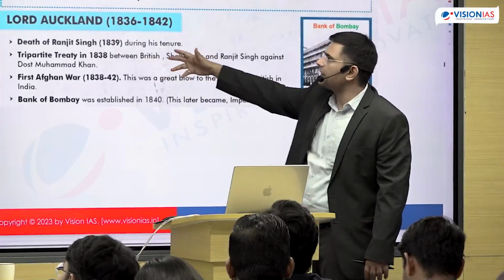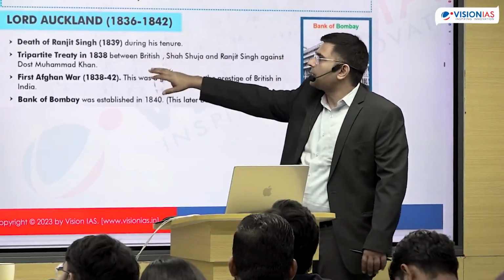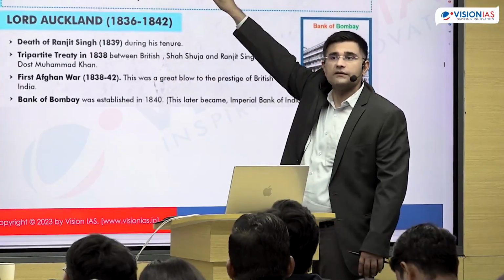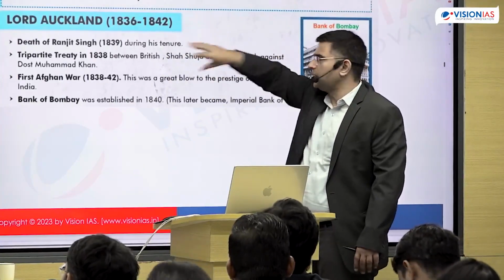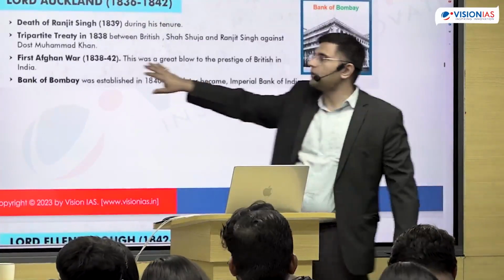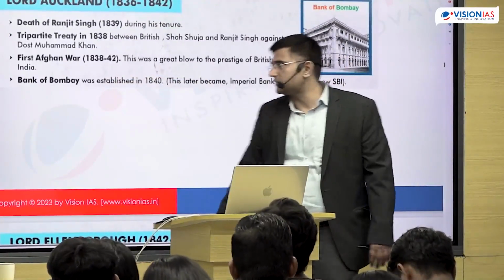Ranjit Singh died in 1839. Maharaja Ranjit Singh, 1801 to 1839. Tripartite treaty in 1838: Shah Shuja of Afghanistan plus Maharaja Ranjit Singh plus the British. Afghanistan became a puppet state. The First Afghan War is being fought during his time period, 1838 to 42. It resulted in indirect rule in Afghanistan.